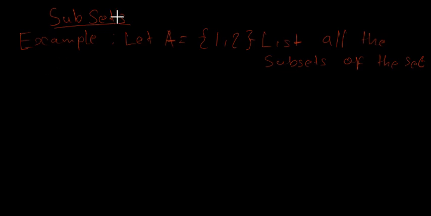I've been given this particular question: let A be equal to 1 and 2. List all the subsets of the set. We know that our formula is 2 to the power n, which is 2 to the power the number of elements. So we know that n represents the number of elements. So it's 2 to the power 2, which is just 2 multiplied by 2, which is equal to 4. So the number of subsets is just 4 subsets.